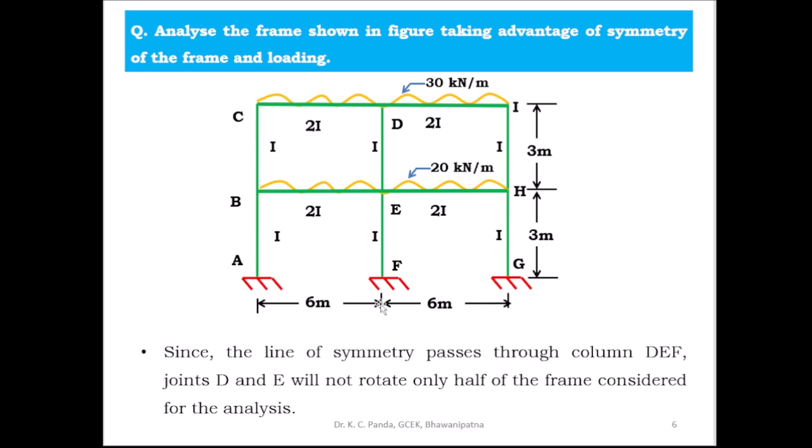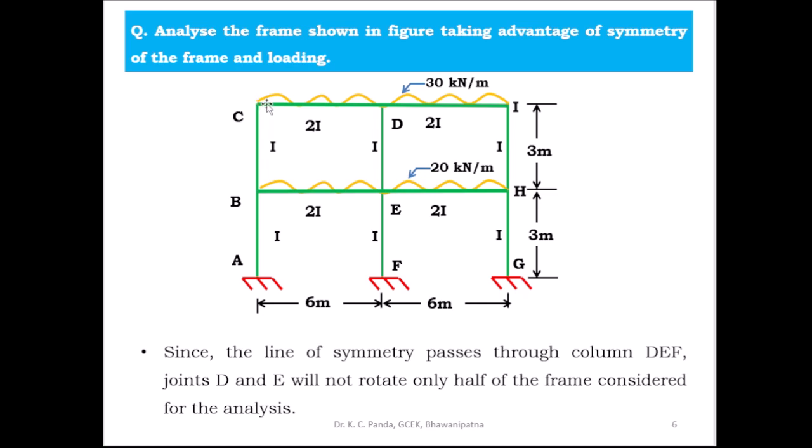and CD is given 6 meter, and span of EH and DI is given 6 meter, and the height of AB is given 3 meter, and the height of BC is given 3 meter, and the moment of inertia of CD and BE is given 2I, and DI and EH is given 2I, and the moment of inertia of the columns AB and BC is given I, EF and D is given I, and GH and HI is given I. So this is a 2 bay and 2 story symmetrical frame.